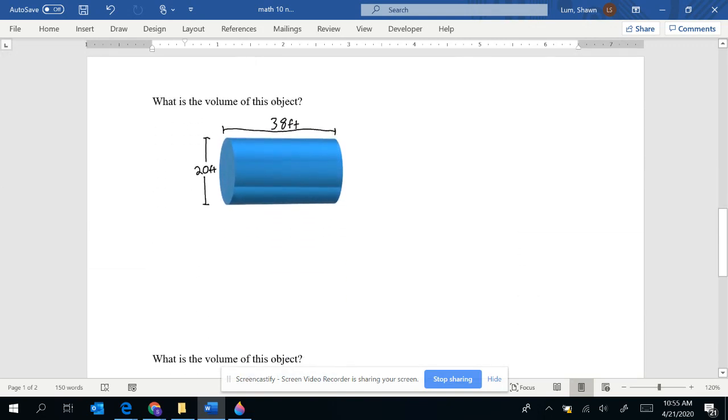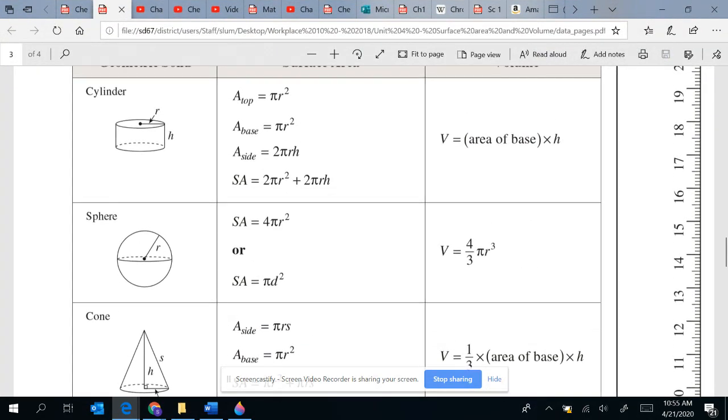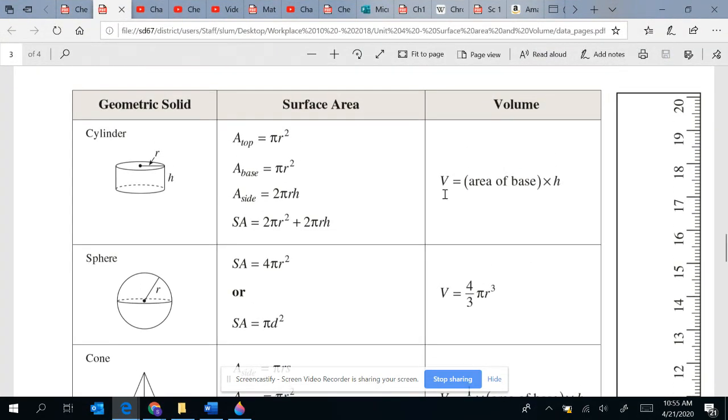Next one right here. What is the volume of this object right here? So the next thing is that we are going to use our data booklet. So we're going to pull that thing back up. We're going to find we had a cylinder right there, and it says the formula for a cylinder is volume equals area of base times height. Now, what's the area of the base? Well, we look over to the surface area right here, because that's the area, and it says area of base, which is pi r squared. And so it's going to be pi r squared times height.